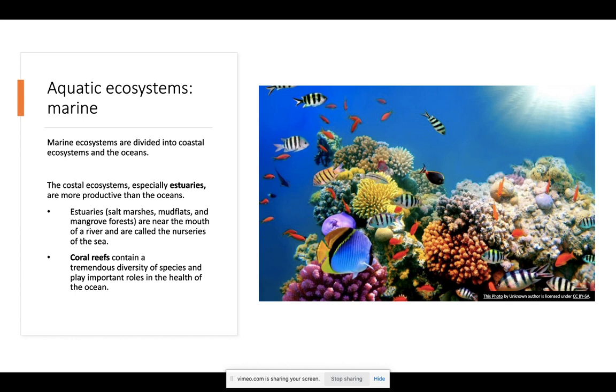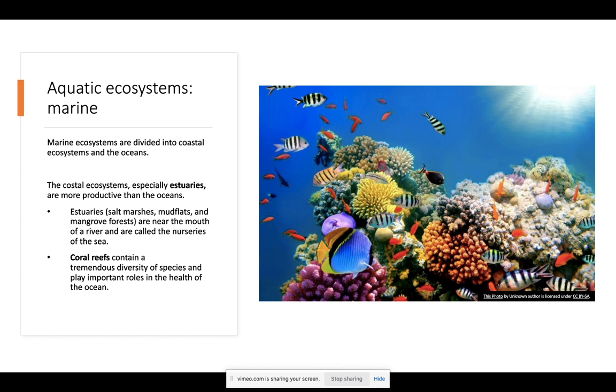So here I just have coral reefs contain a tremendous diversity of species and play an important role in the health of the ocean. Don't go into specifics about that. I just want you to know in general the coral reef is important. Coral reef is responsible for providing a habitat as well as promoting the health of the ocean in general.